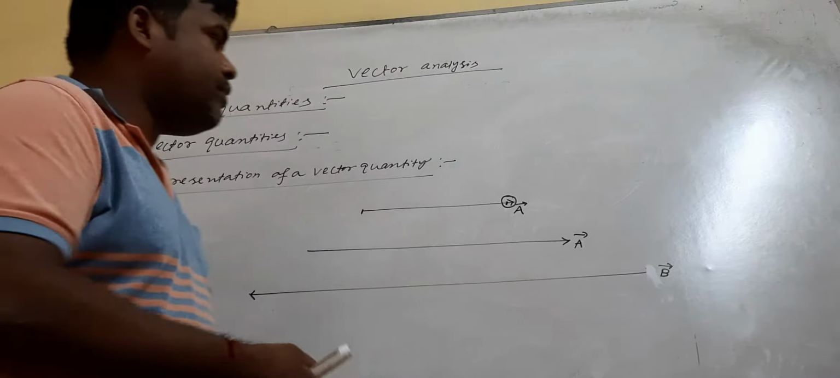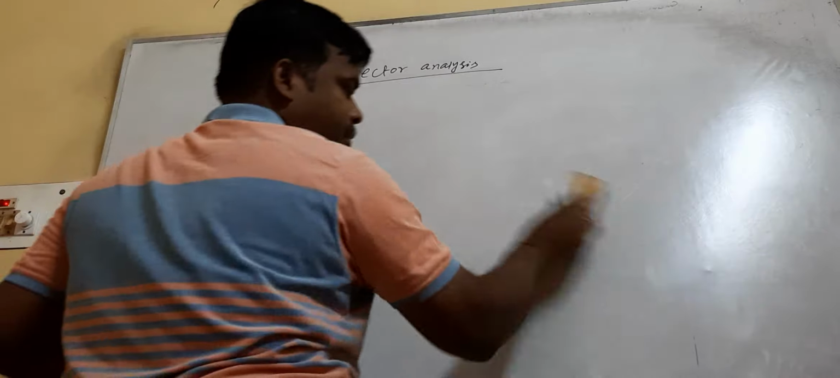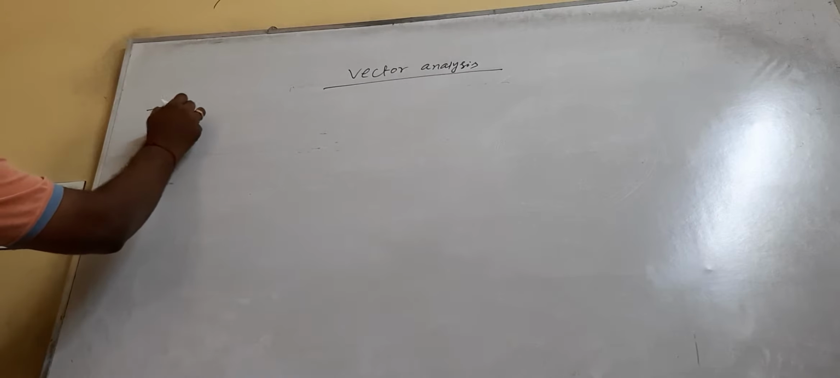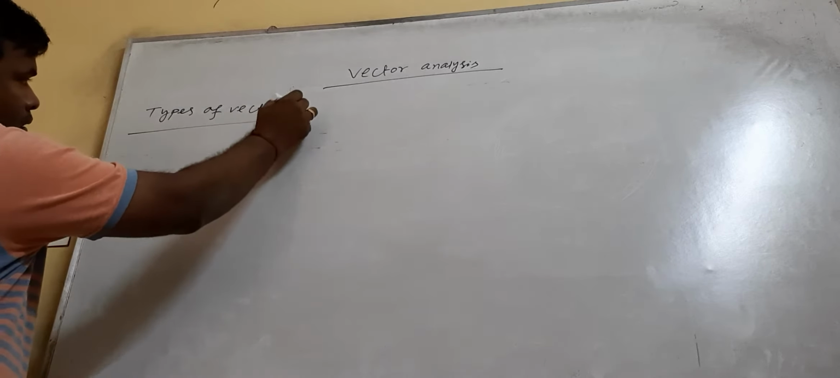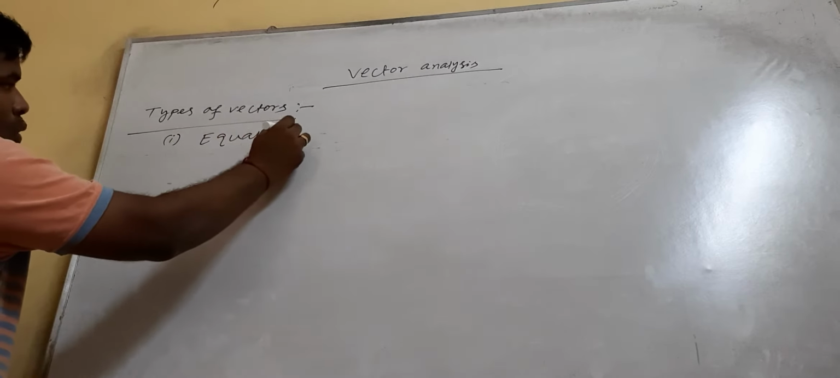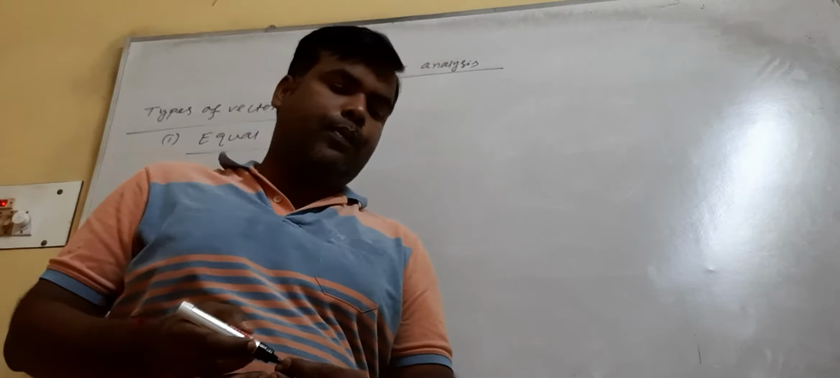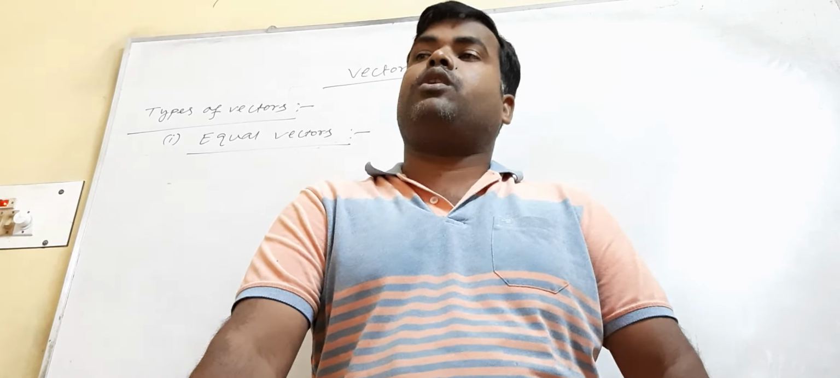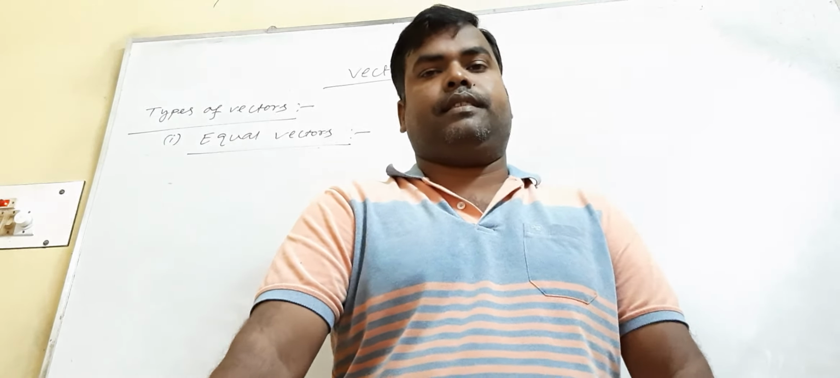So now come to types of vectors. First one is equal vectors. What do you mean by equal vectors? Two vectors are said to be equal if they have same magnitude and same direction.